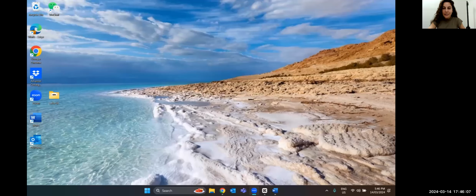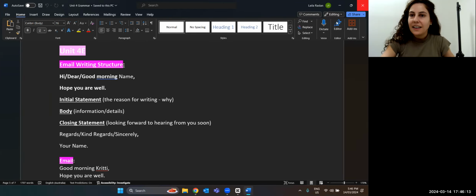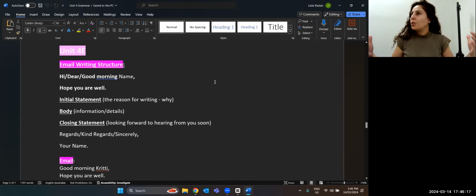So really important, I wanted to show you the structure. So the structure means like, how does the email look? So what is the good way to start an email? What should we put inside the email? What is the content? What information? And then how do we end it? How do we end an email correctly? Okay, so let's look at some rules first, and then we'll get into practicing writing emails ourselves.